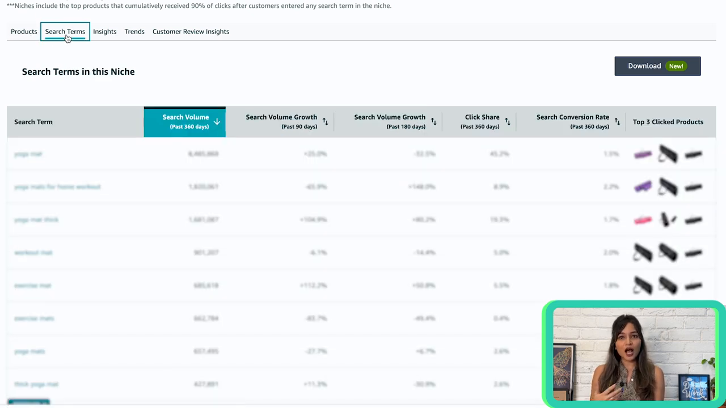It serves to enhance your understanding of customer search behavior and how specific search terms are performing. It showcases the top Amazon customer search terms for a given niche, accompanied by the details like search volume, click share, search conversion rate, and the top three clicked products. This section aids in deciphering the customer intent and identifying the significant product attributes or features that matter to customers.